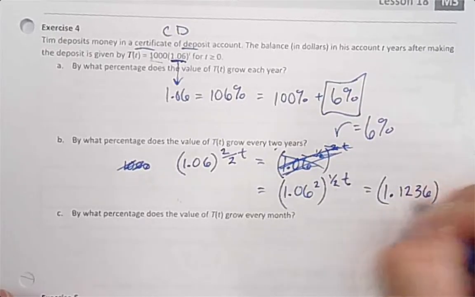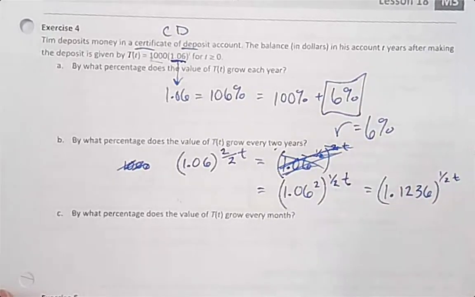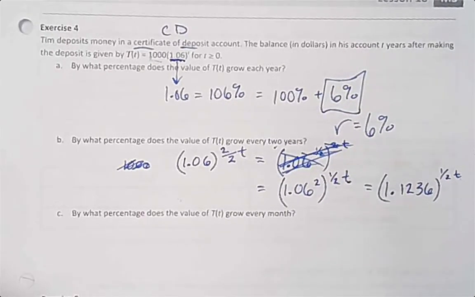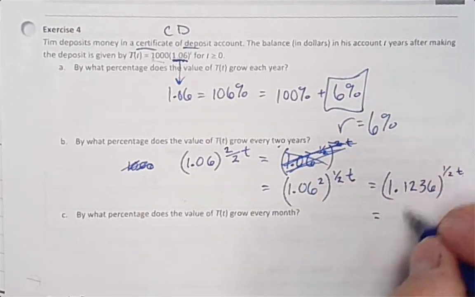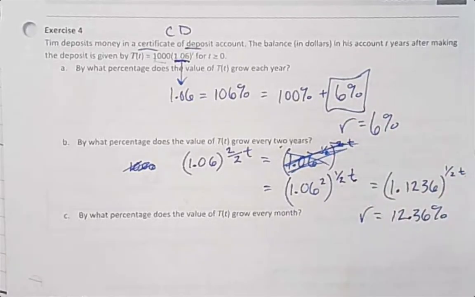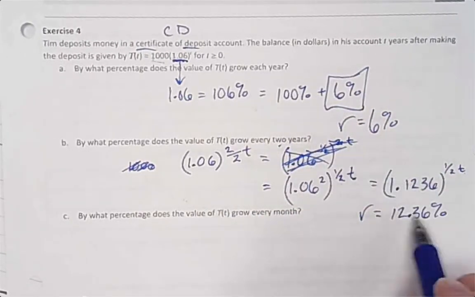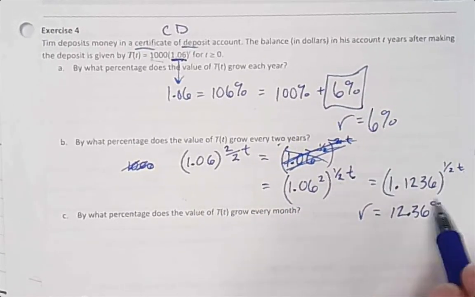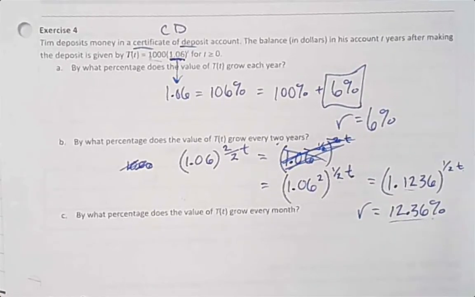1.1236 to the power of 1/2 t. Put a 2 there, we get an okay acceptable answer, and so therefore we say that 12.36% is our R value. Same reasons as up there. Split this apart and then take the decimal and make the decimal a percent.